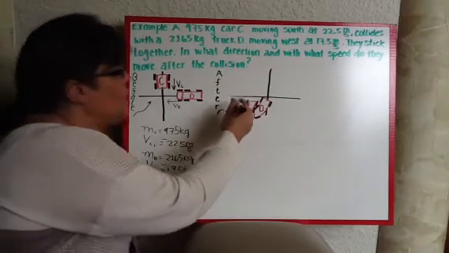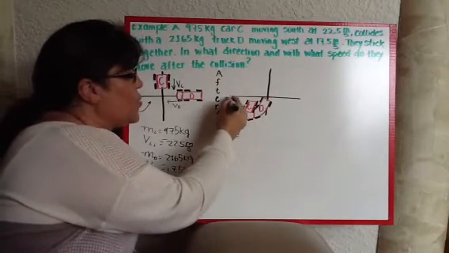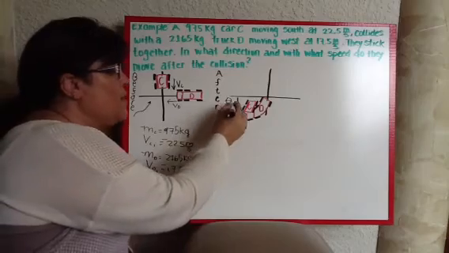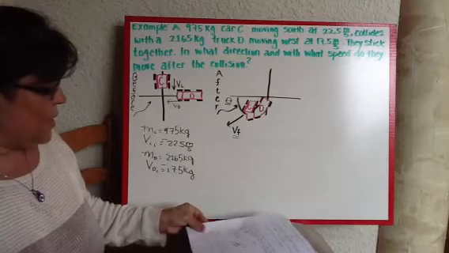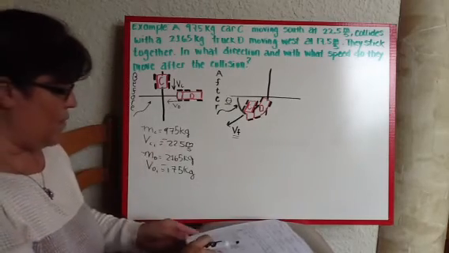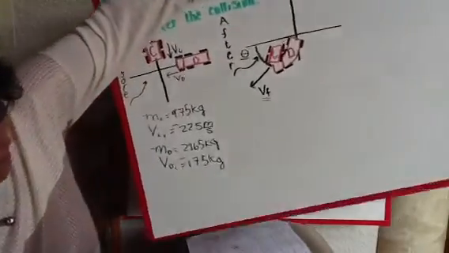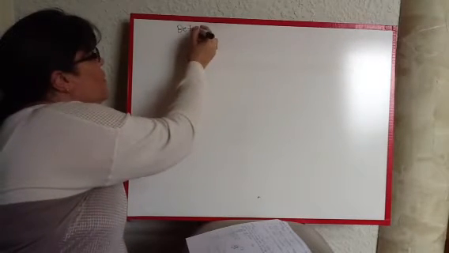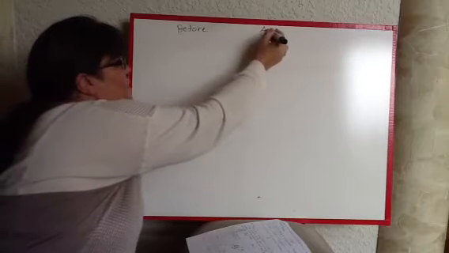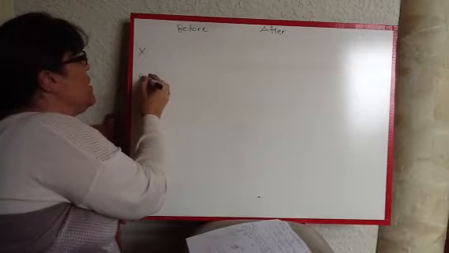So what we're looking for here is this angle theta and this speed v. So we have two unknowns, theta and v final. So that means we need two equations. Okay, so let's start off and actually solve this. Okay, so we're going to have our before and our after. We're going to have our x direction and our y direction.